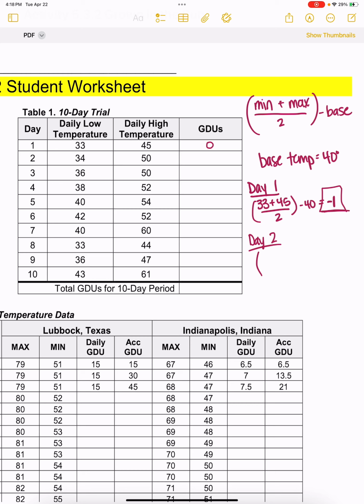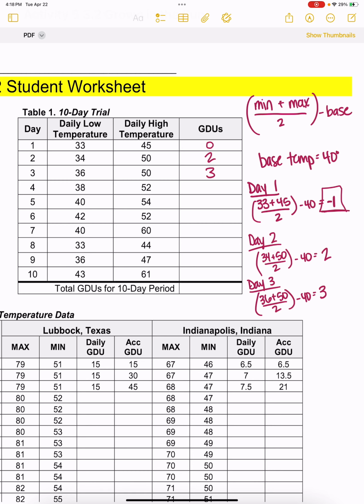So if we move to day 2, we're going to have 34 plus 50 divided by 2 minus 40, which is going to give us 2. We're going to have 2 growing degree units. Day 3, you're going to do that same thing. 36 plus 50 divided by 2 minus 40 is going to give you 3. We're going to have 3 growing degree units.